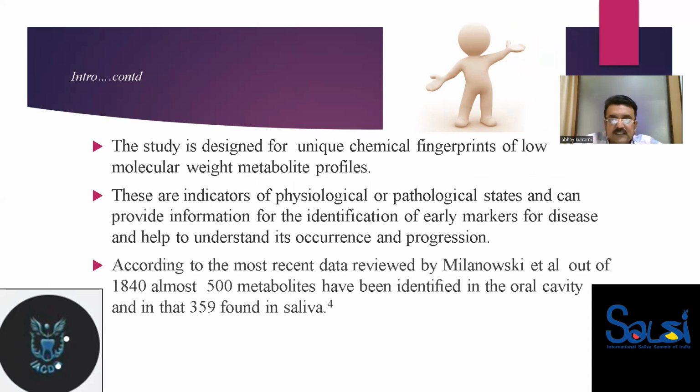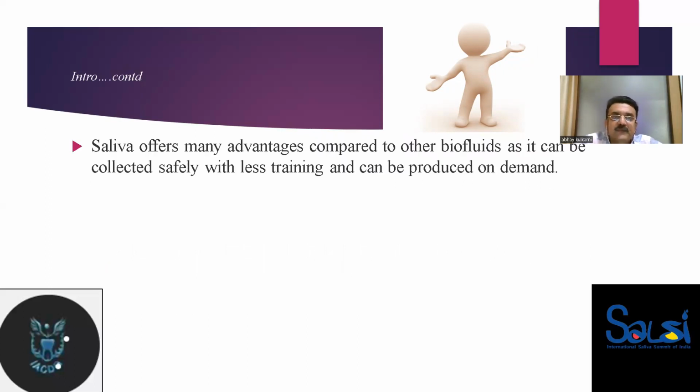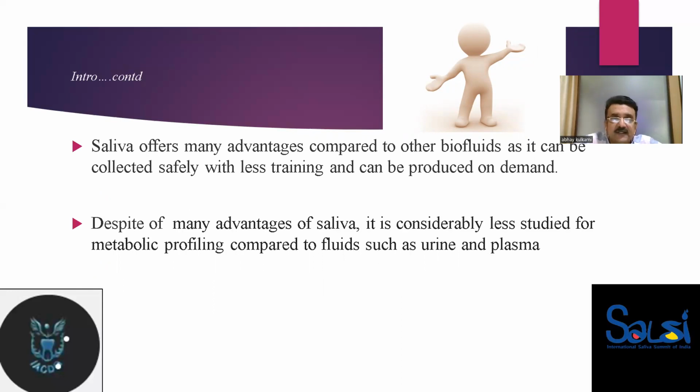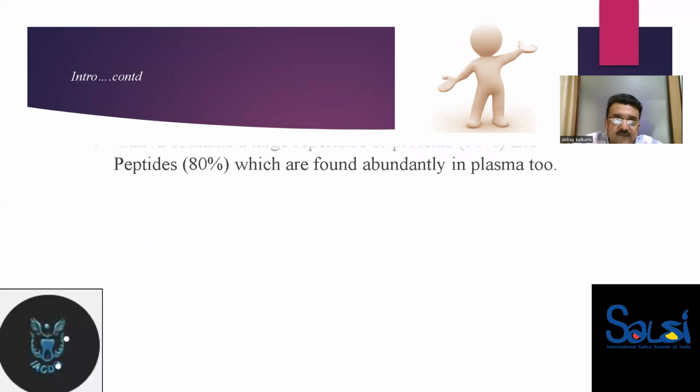According to the most recent data reviewed by Milonsky et al., out of 1840, almost 500 metabolites have been identified in the oral cavity and 359 found in saliva. Saliva offers many advantages compared to the other biofluids, as it can be collected safely with less training and can be produced on demand. Despite the many advantages of saliva, it is considerably less studied for metabolic profiling compared to fluids such as urine and plasma.